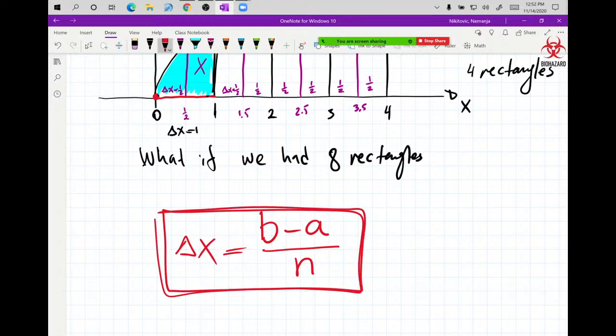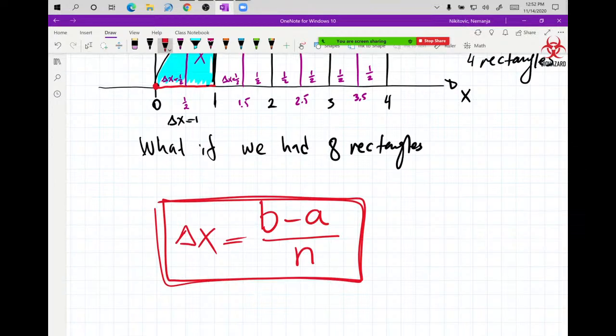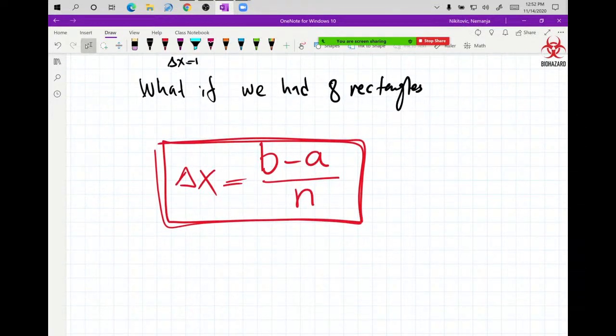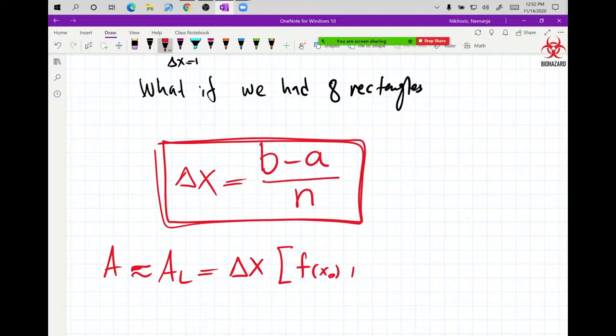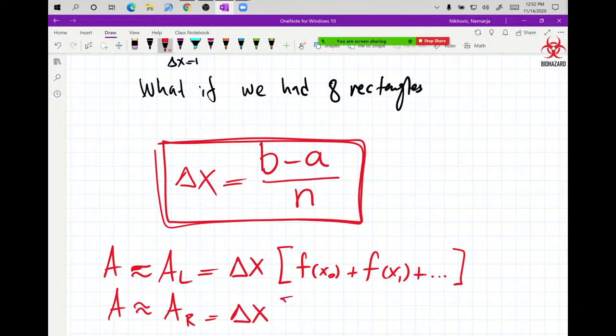And delta x is in your function for approximation. I don't care whether you're using AL or AR, A is approximated by AL, and AL is delta x times f of x0 plus f of x1 plus dot, dot, dot, however many you have. Area can also be approximated with the right points by the same delta x, but now you're starting at x1.